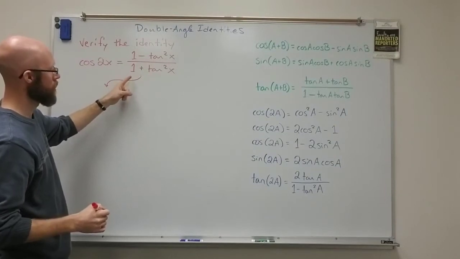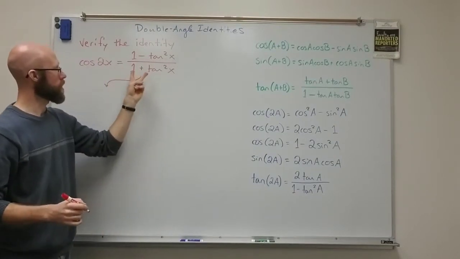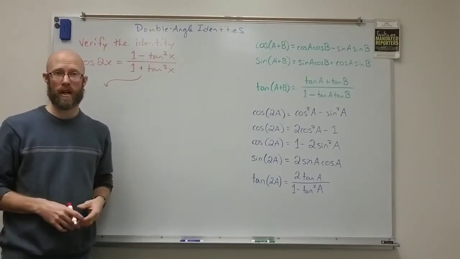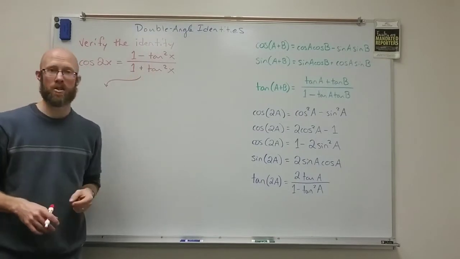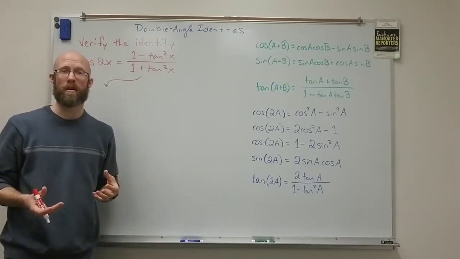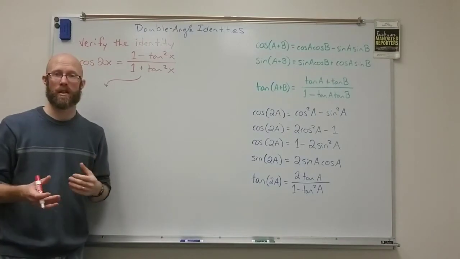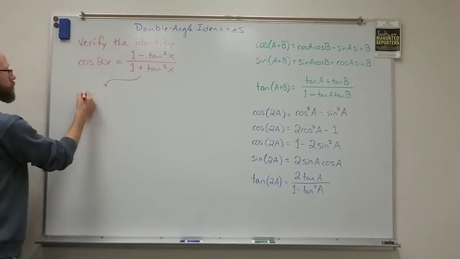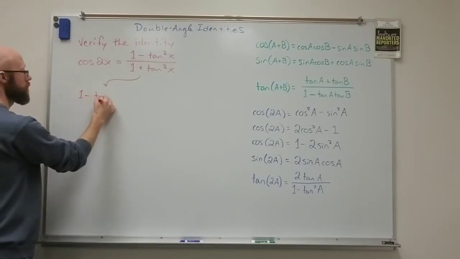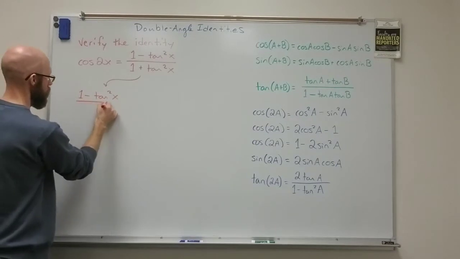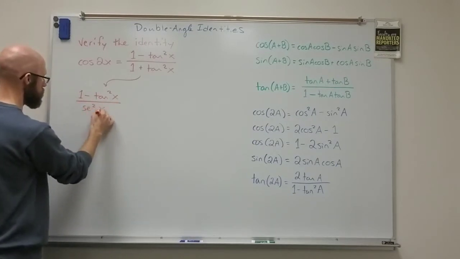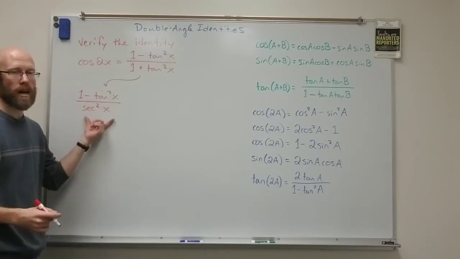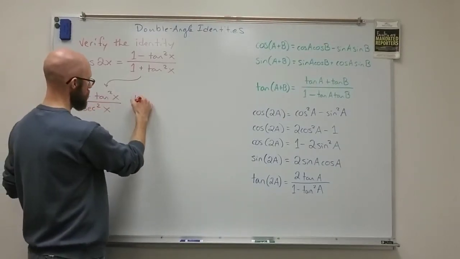And we're going to take the right side. As I'm looking at this, there are some options here. The first thing I see is that 1 plus the tangent squared reminds me of a Pythagorean identity. I know that 1 plus the tangent squared is equal to the secant squared, because that's one of our Pythagorean identities. So let's go ahead and make that replacement first. We'll say that this is 1 minus the tangent squared x all over the secant squared x, by a Pythagorean identity.